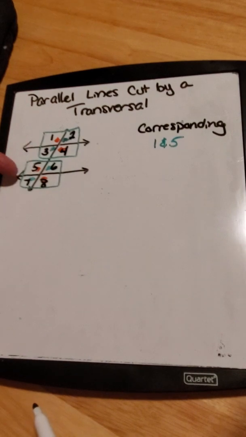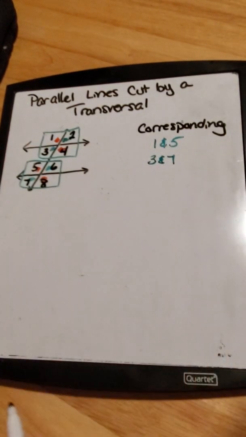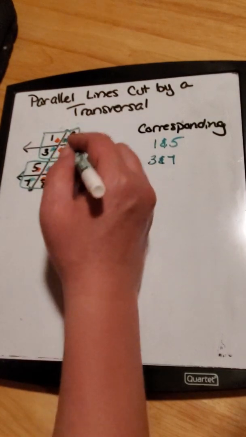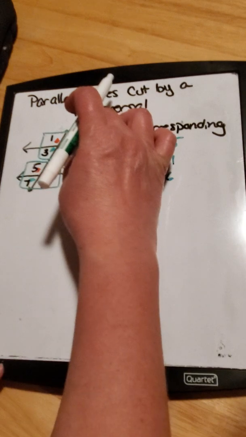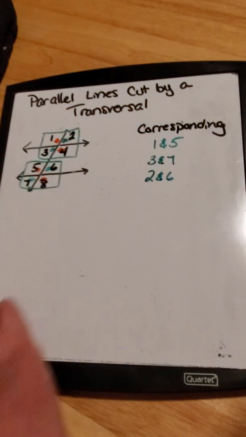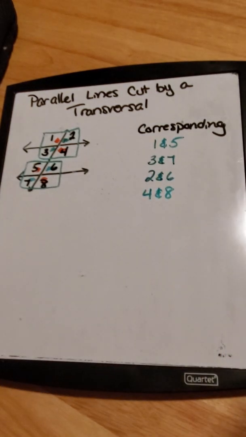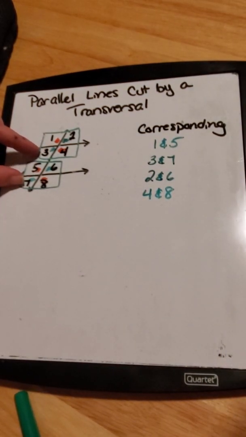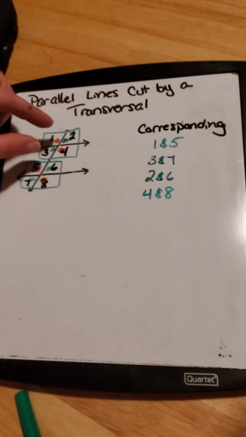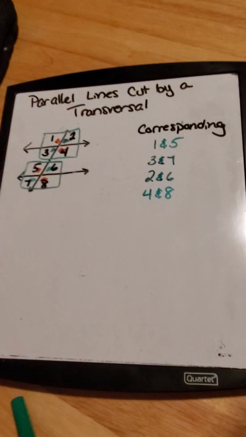Same thing with 3 and 7. They're both in the bottom left of their windows. 2 and 6 are both in the same position in their windows. They're both in the top right. And 4 and 8 are both in the bottom right. So anytime you have angles that match up between the two windows, they're called corresponding angles. And corresponding angles will always be congruent.